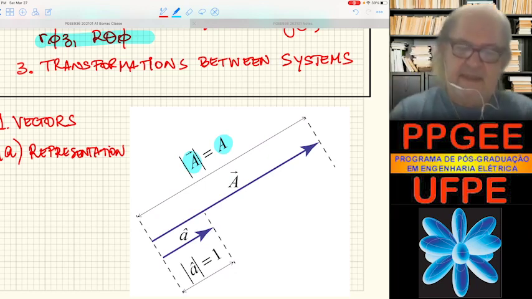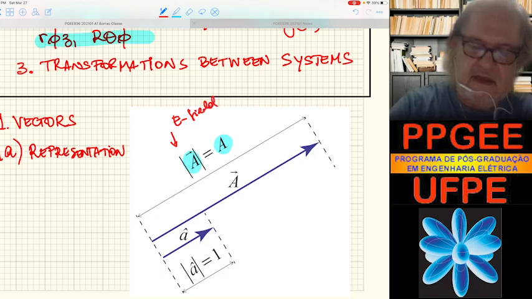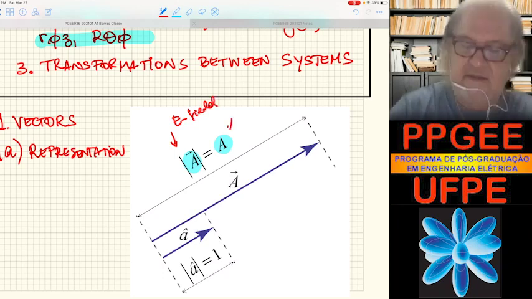There are some special classes of vectors. For instance, this vector here might be an E field, so it has a unit, okay? So for instance, its units are volt per meter.